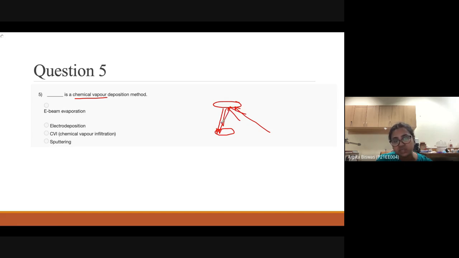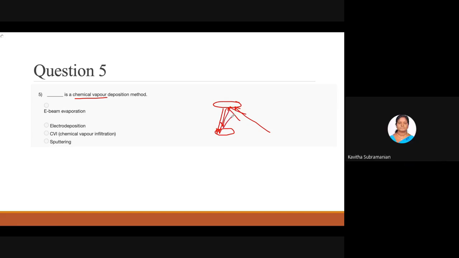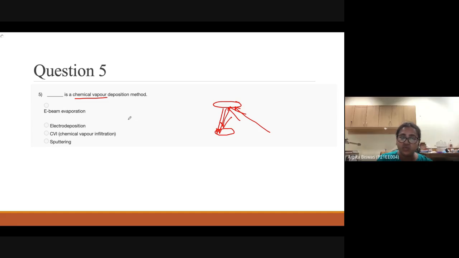E-beam evaporation, ma'am. Electron beam evaporation. In E-beam evaporation, an electron beam is used on the target, and some of the material is deposited on the surface of the substrate. So sputtering and E-beam evaporation are also physical vapor deposition techniques. Second is electrodeposition, it is also not. Chemical vapor infiltration is the chemical vapor deposition method. Okay, ma'am.